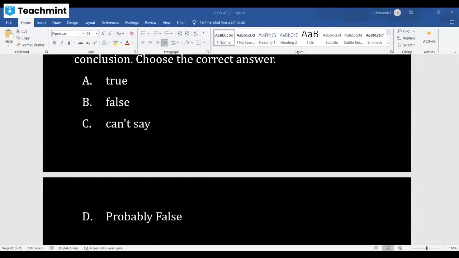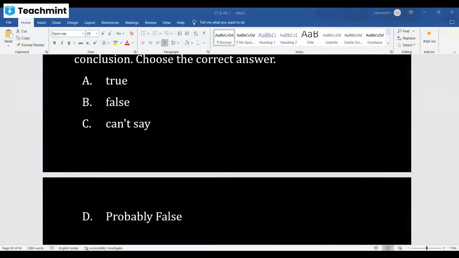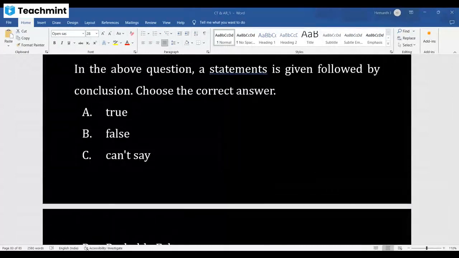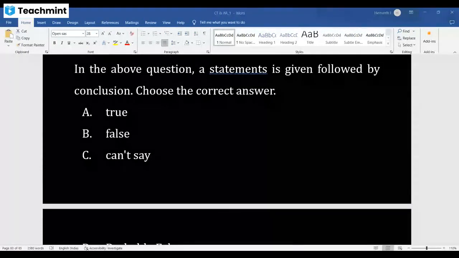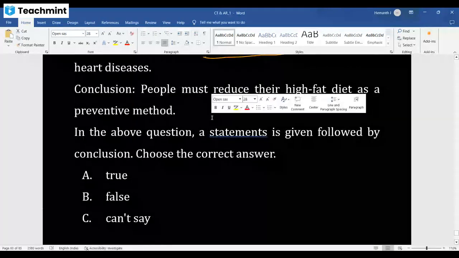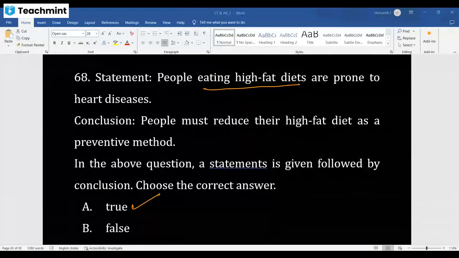Then what should be there? Conclusion. Preventive method, they have given either or also, right? So true, definitely true. That's also available. That's what we need to worry about. What's the answer? Can't say, probably false, true, true, right? Okay. So as a preventive method, you just try to stop using those things.